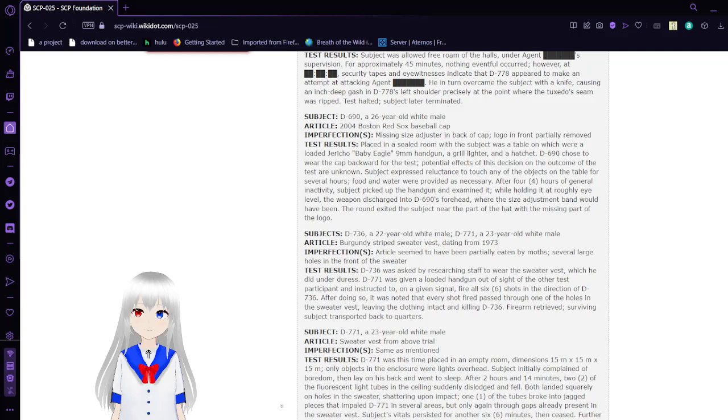D690 chose to wear the cap backwards for the test. Potential effects of this decision on the outcome of the test are unknown. Subject expressed reluctance to touch any of the objects on the table for several hours. Food and water were provided as necessary.